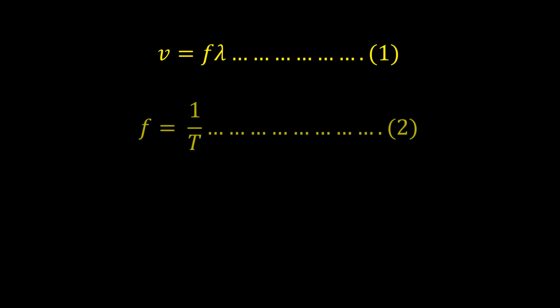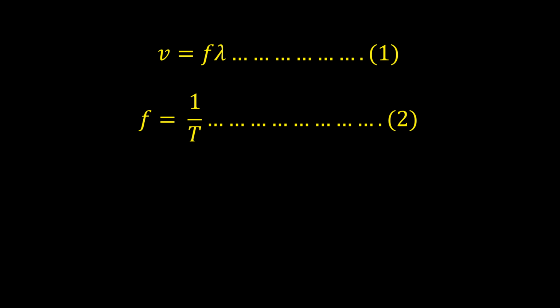We have said that the wave speed is given by the speed v equals the frequency f multiplied by the wavelength lambda. Let's call this equation 1. In the last video on period and frequency, I mentioned that the frequency is related to the period of a wave through the following equation. f equals 1 divided by T. Let's call this equation 2.